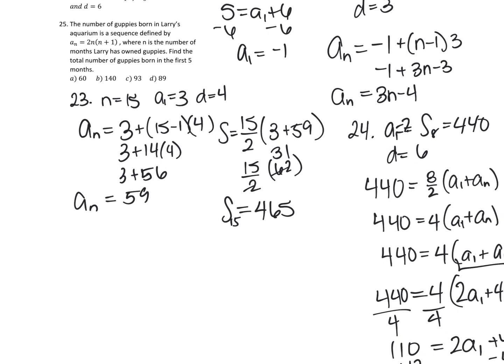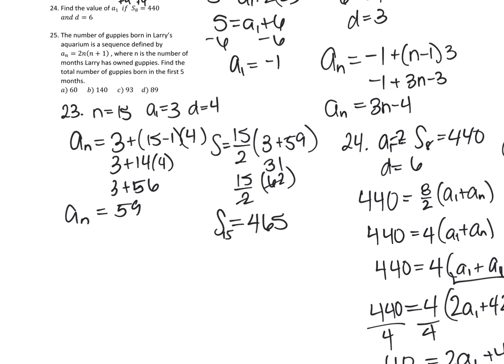And the last one, number 25, or at least almost the last one on this slide: the number of guppies born in Larry's aquarium is a sequence defined by 2n times n plus 1, where n is the number of months Larry has owned guppies. Find the total number of guppies born the first 5 months. So every month, this is the equation, and I'm going to find the total number of guppies.